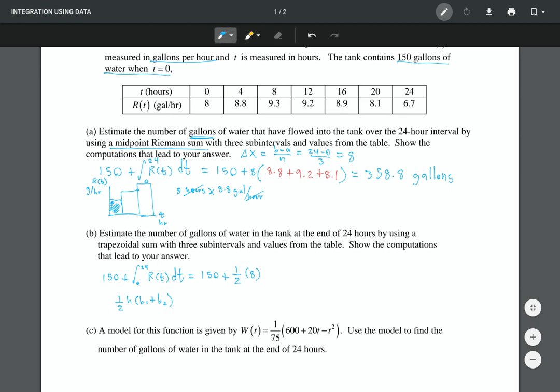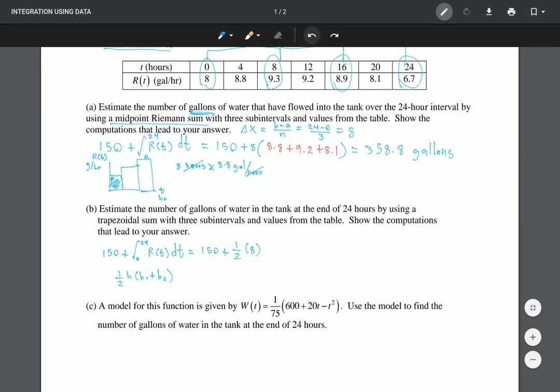Okay. So since we're still using these, I'm actually looking at these numbers now. For the right sum, you would use these. For the left sum, you would use these. And for the trapezoidal sum, you're actually going to use all of them, and you'll see why.